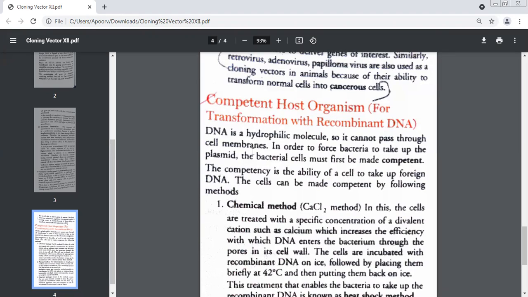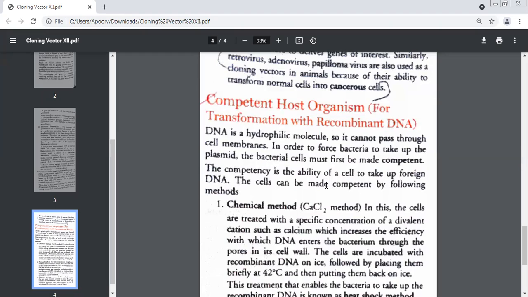So we need to prepare the host first so that it can accept that foreign DNA. This preparation is what we call making the host competent. Making the host what? Competent. So what do you mean by competency? Ability of a cell to take up foreign DNA is what we call competency.